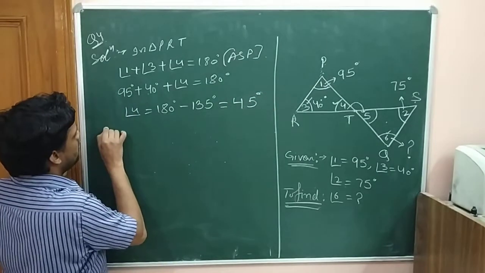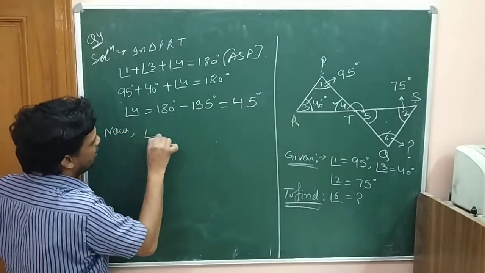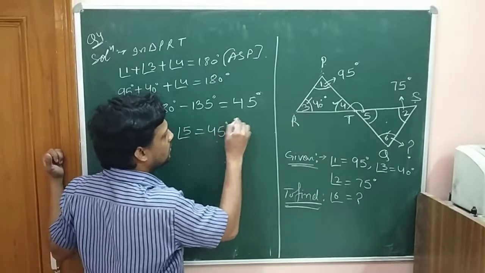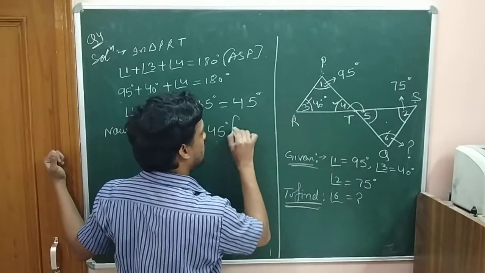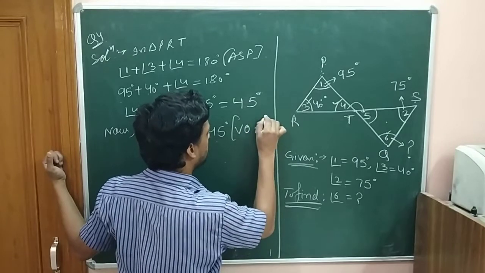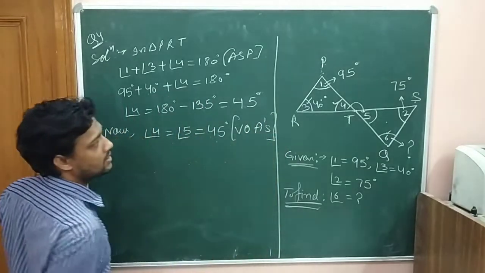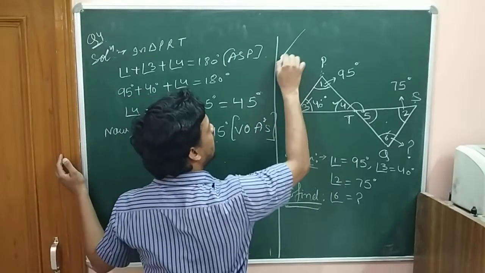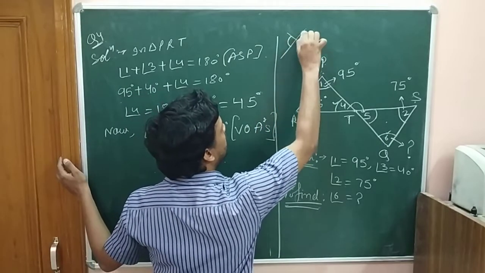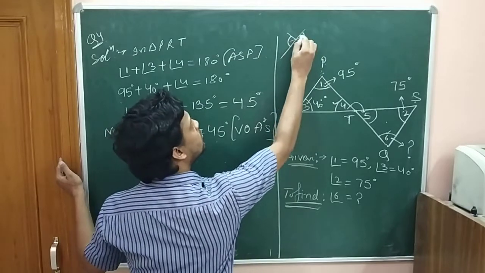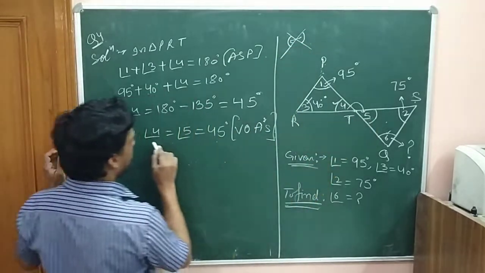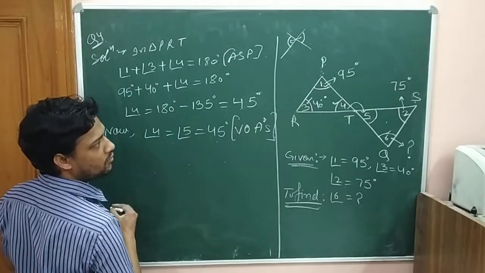45 degree. Now angle 4 equals angle 5. Reason: vertically opposite angles. What is vertically opposite? If two lines intersect each other, then vertically opposite angles are equal to each other. So angle 4 and 5 both are vertically opposite. Angle 4 is 45, so angle 5 is also 45.